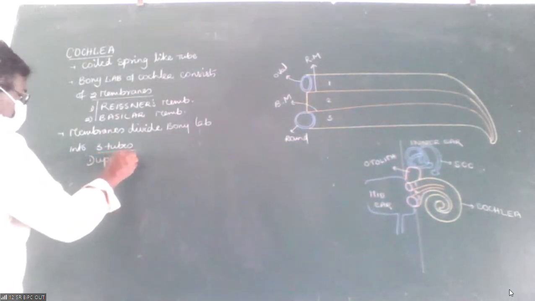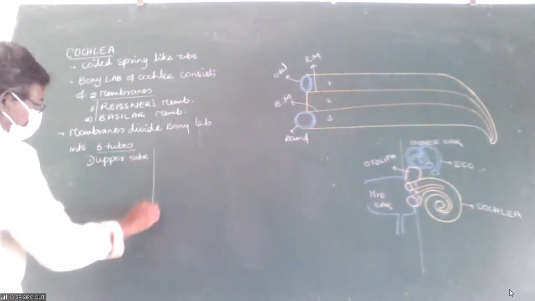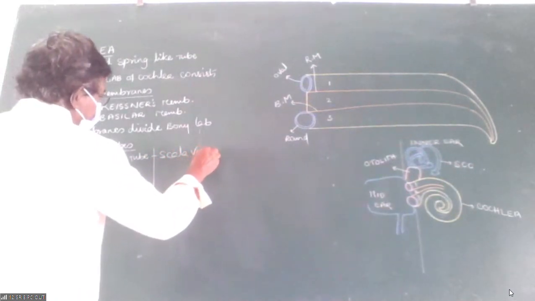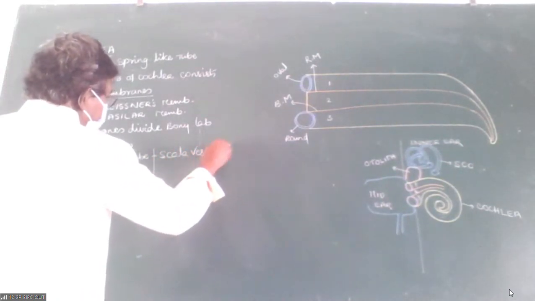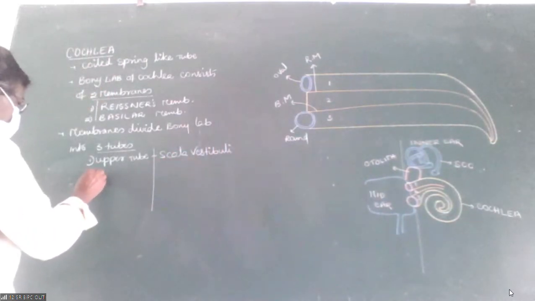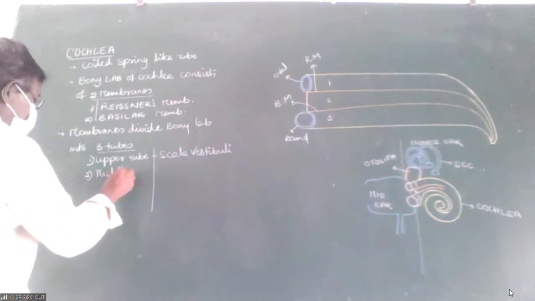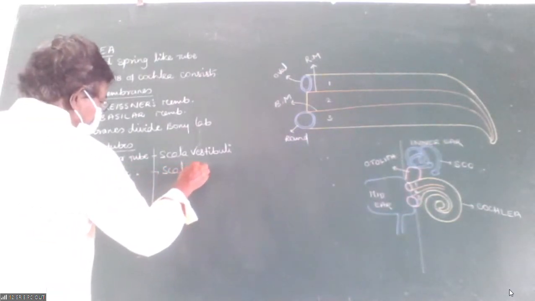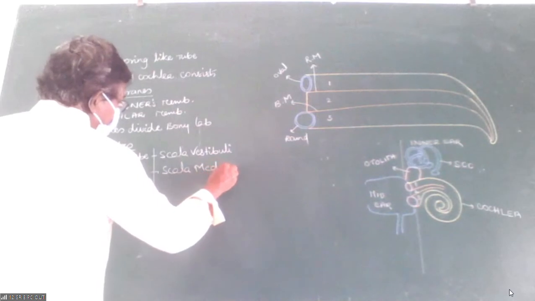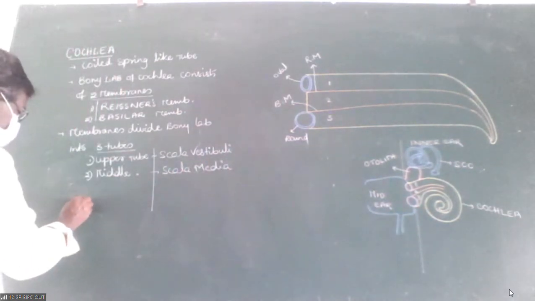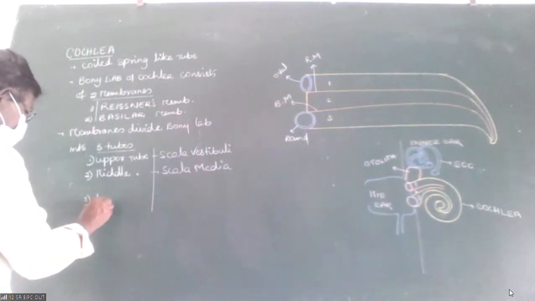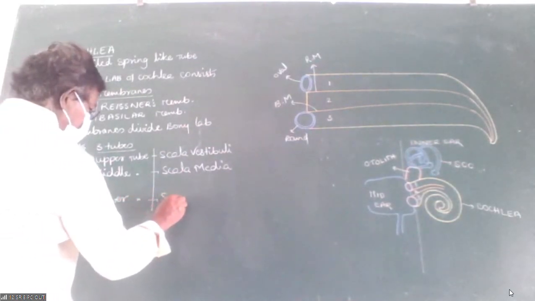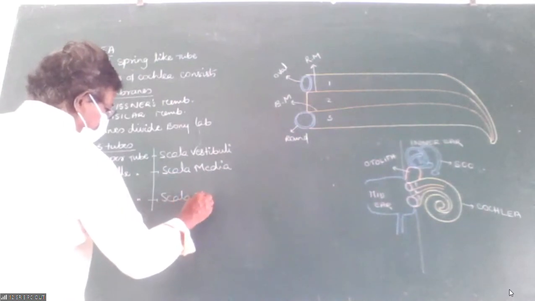An upper tube is called the scala vestibuli. And the middle tube is called the scala media. And then followed by is the lower one. The lower tube is called the scala tympani.